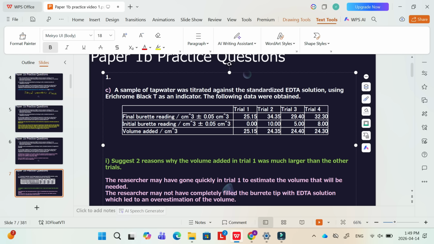Other possible answers are that the burette was not rinsed properly. Maybe there were contaminants or DI water from when it was washed before. These things can affect the volume that would be calculated here as well. But these are the two main ones I think I would say.